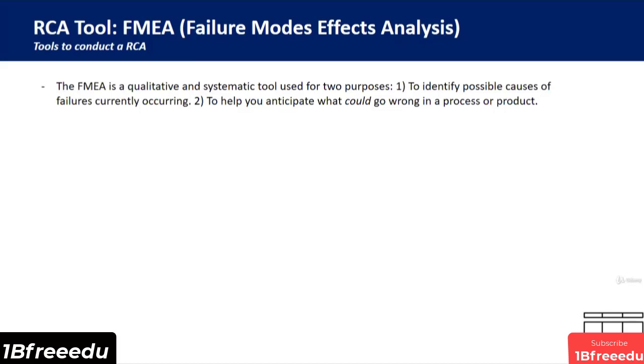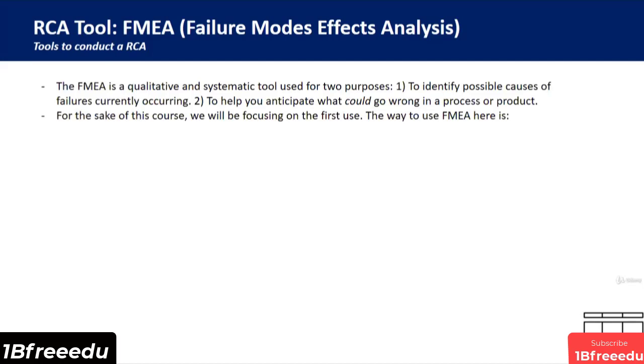This is where the question of why comes into play. Secondly, it's also used to help you anticipate what could go wrong in a process or product. So many people actually use FMEAs when they're trying to build out a new process or a new product, and they build out an FMEA to see, okay, what could actually go wrong in this? So not what has gone wrong, not what do we need to root cause, but what could potentially go wrong. So it can be used on both sides.